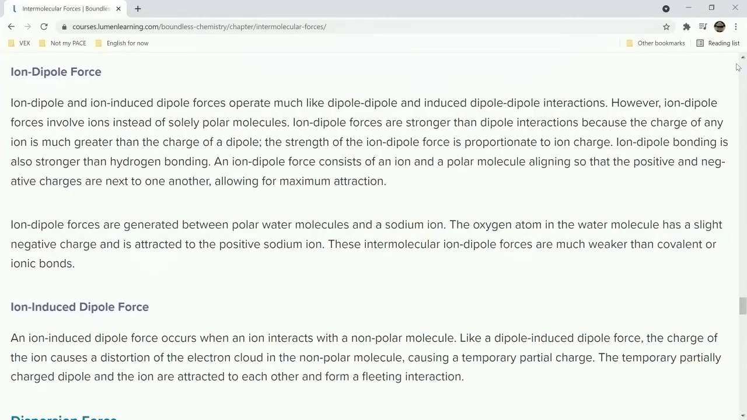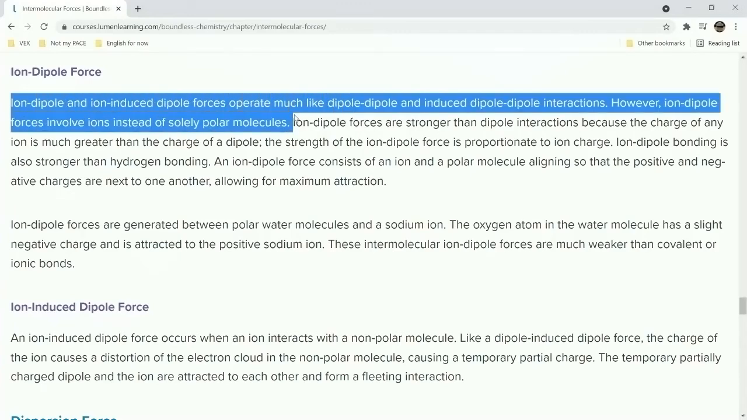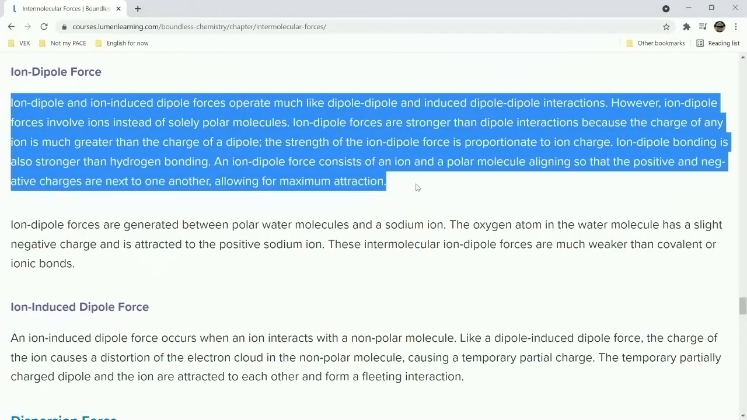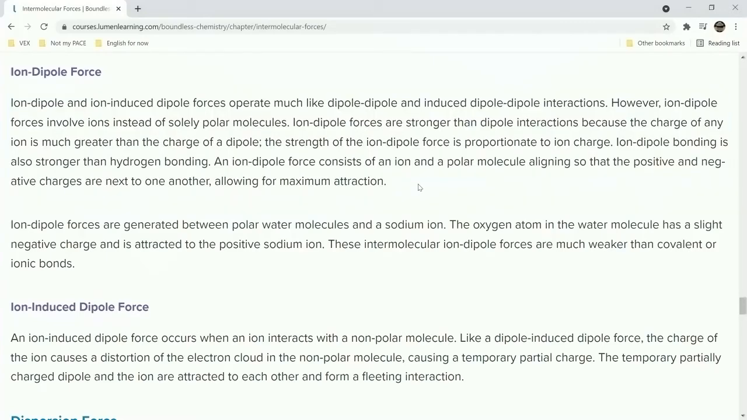An ion-dipole interaction is more powerful than hydrogen bonding. An ion-dipole force occurs when the positive and negative charges of an ion and a polar molecule align so that they are adjacent to one another, allowing for maximal attraction. Between polar water molecules and a sodium ion, ion-dipole forces are formed.